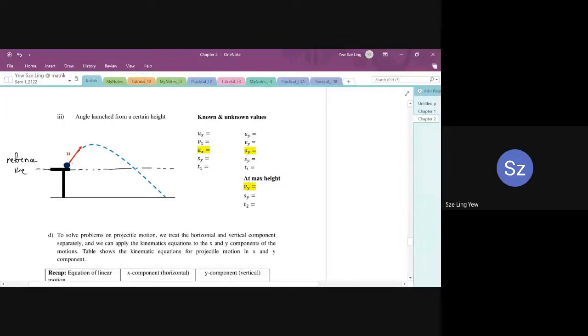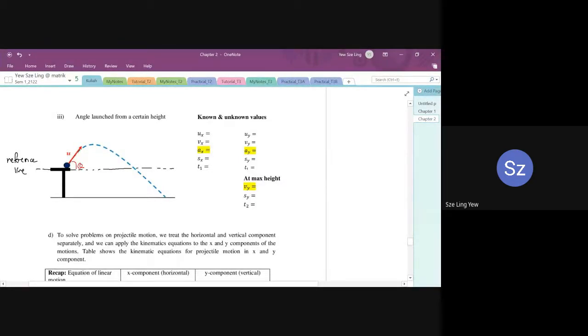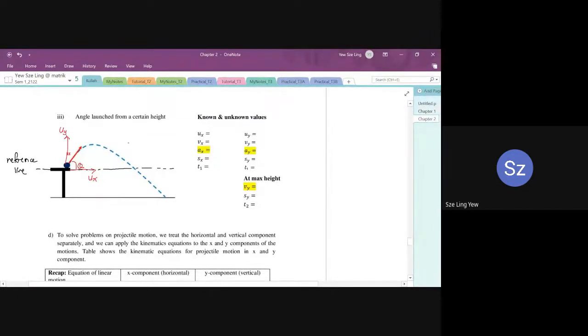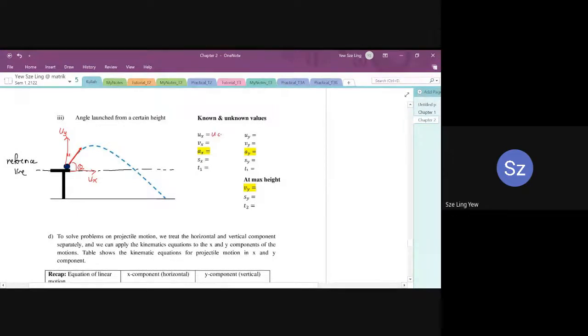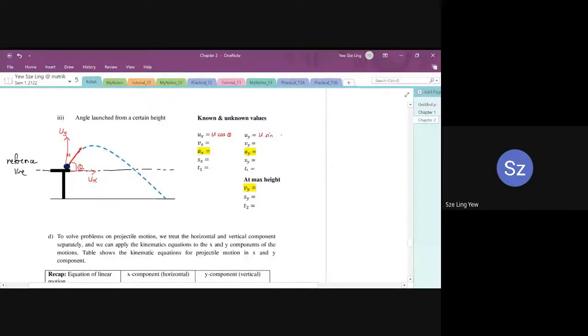So now you launch it up at an angle theta. The initial velocity u, once again, is lying between the x and y components. It's not lying on the x component, and it's not lying on the y component. So what are we going to do? We are going to resolve it. You need ux here and uy here. So ux once again is u cos theta, and uy is u sin theta.